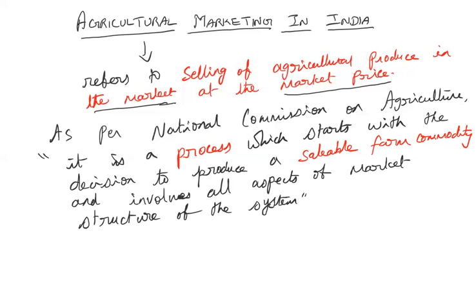So it is mentioned that it is a process. There are several stages involved before the farmer finally sells the commodity to the consumer. Then only the farm commodity will become saleable. Otherwise, if those stages are not undergone properly, then the farmers will not be able to sell the commodity at the market price. So let us check out what are all the stages, what are all the processes involved in agricultural marketing, so that the produce of the farmers will become saleable.